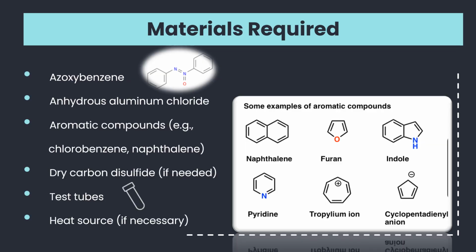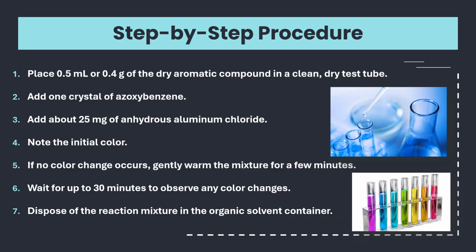Before we begin, let's take a look at the materials we need for this experiment. We will require azoxybenzene, anhydrous aluminum chloride, various aromatic compounds, and optionally dry carbon disulfide if we are working with solid hydrocarbons, and test tubes, and also a heat source if needed. Some examples of aromatic compounds are on this diagram, such as naphthalene, benzene, and there are many other aromatic compounds that we can use in this experiment.